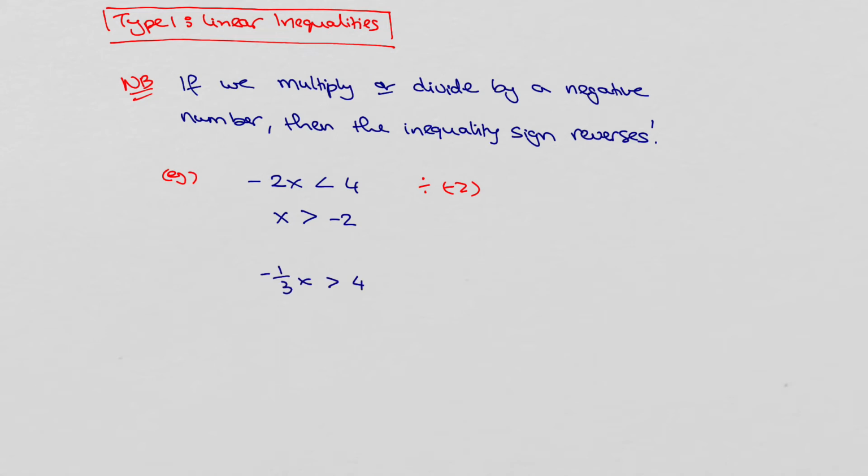If I have minus a third x is greater than 4, well, I could read that either way. I could divide both sides by minus a third, or I could look at it as multiplying both sides by minus 3. So if I multiply the left-hand side by minus 3, I get 3 over 3, which is 1. And if I multiply 4 by minus 3, I get minus 12. But because I've multiplied by minus 3, or divided both sides by minus a third, my inequality sign must reverse. So the answer would be x is less than minus 12.